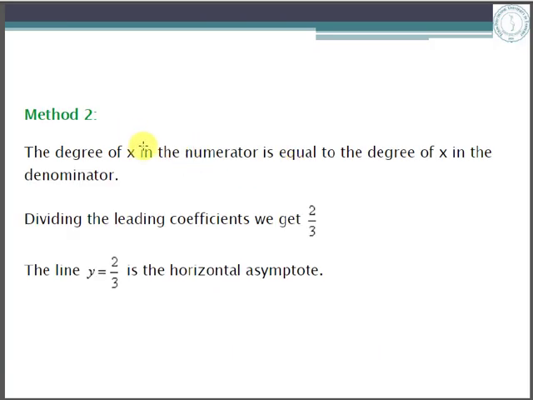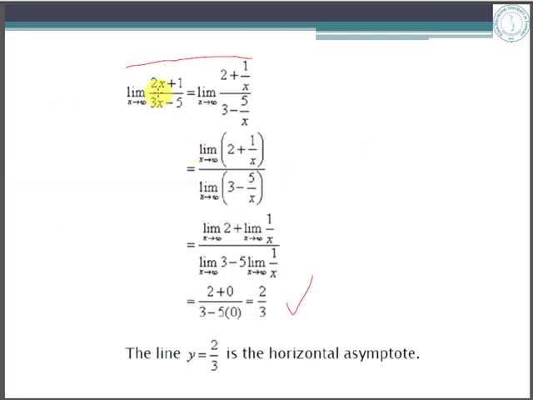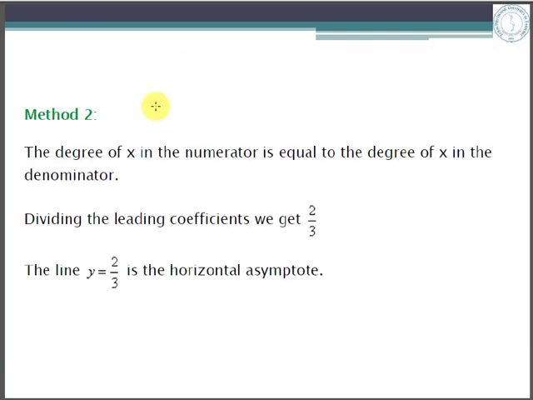And now, by the second method, the degree of x in the numerator is equal to the degree of x in the denominator, and dividing by the leading coefficient, we get 2 over 3. We can say that the same we will get here. It must be the same, because the powers of x in numerator and denominator are equal. That's why we need to divide by the leading coefficients. So 2 over 3 here, and this is the horizontal asymptote. So again, we get y equal to 2 over 3.